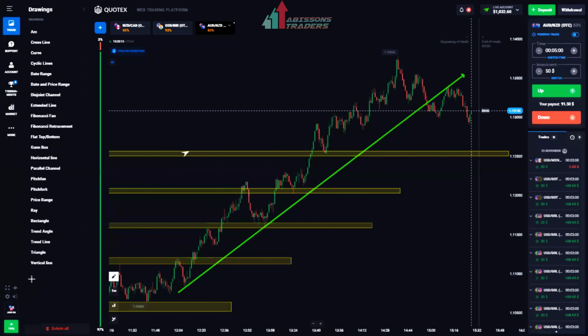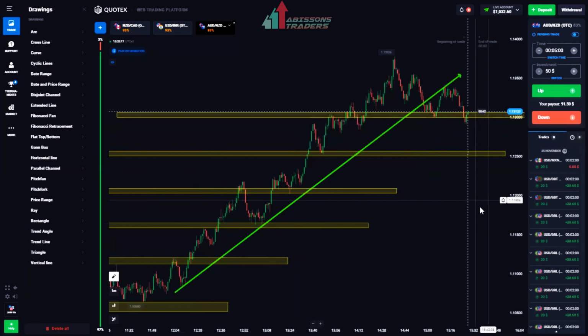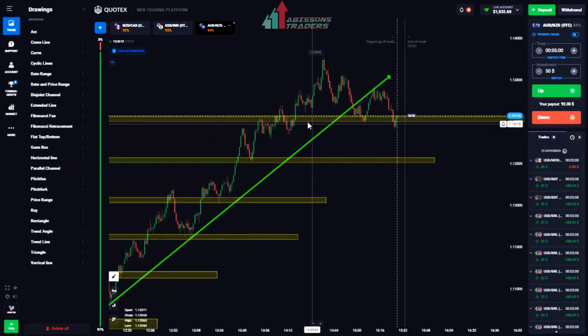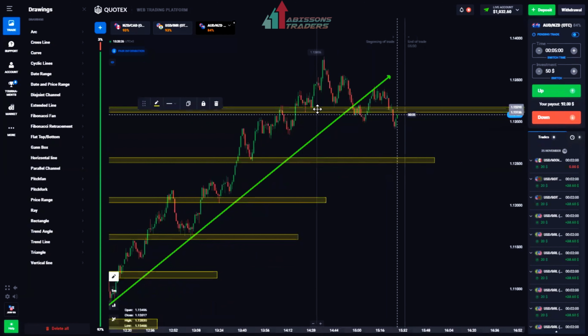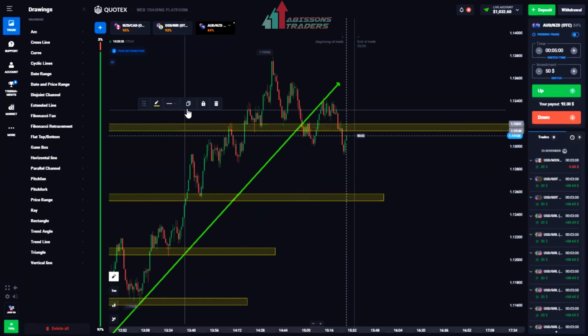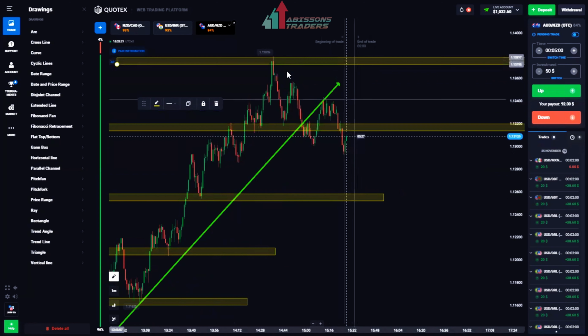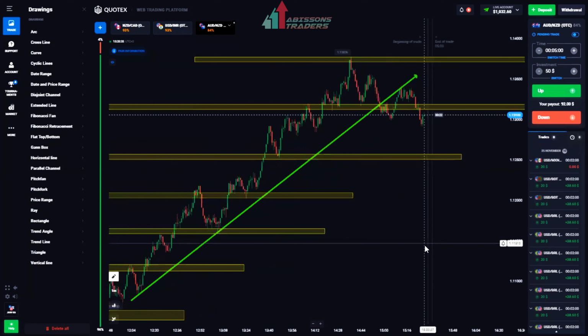Let me copy this. This is another zone, so you can see the price is already trying to break it. I think it's here. Okay, this here has already been broken. Then we have the last one here, so let's put it here, since that's the highest point the market reached. So those are the zones.